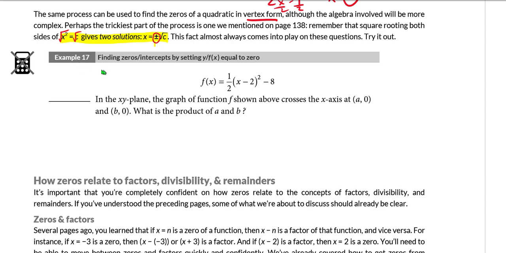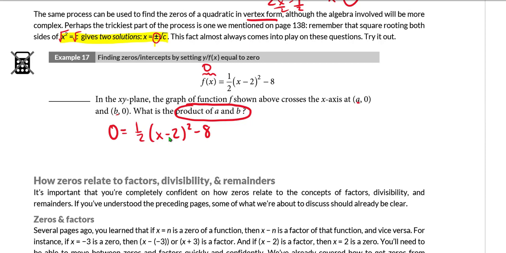Example 17, in the xy plane, the graph of the function f shown above crosses the x-axis at a, 0 and b, 0. The question wants the product of a and b. So really, the question is simply asking for the product of the two x coordinates at the x-intercepts of this quadratic, of this parabola. So as always, when we want the x-intercepts or these zeros, we are going to make f of x equal to 0. So my equation becomes 0 equals 1/2 (x minus 2) squared minus 8.